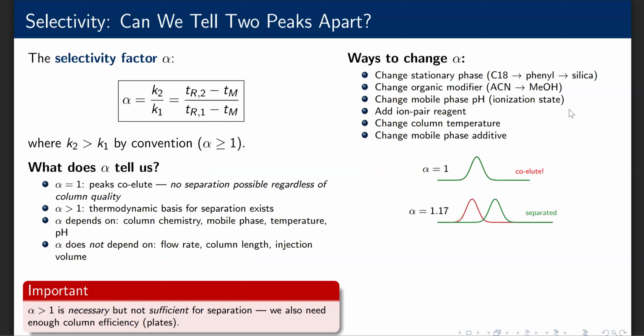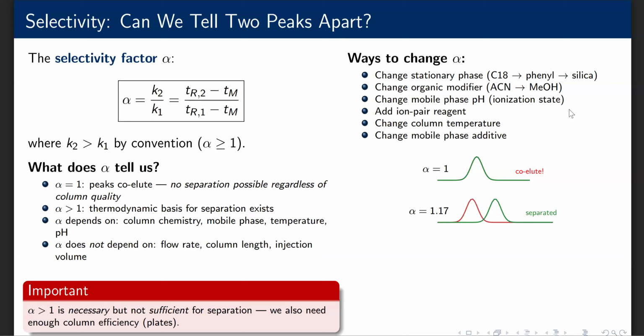Look at the 2 diagrams on the lower right. When alpha equals exactly 1, the 2 compounds produce perfectly overlapping peaks. They co-elute. No amount of column length, no change in flow rate, no increase in plate count will separate them. The only way to fix this is to change the chemistry.